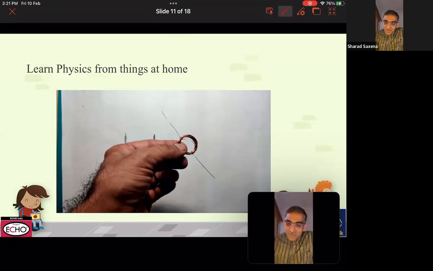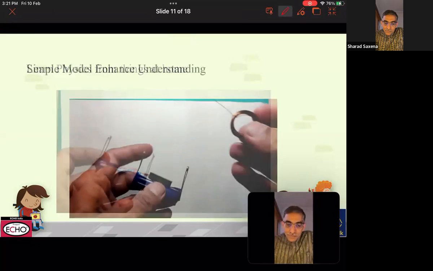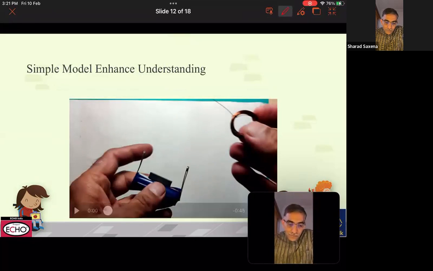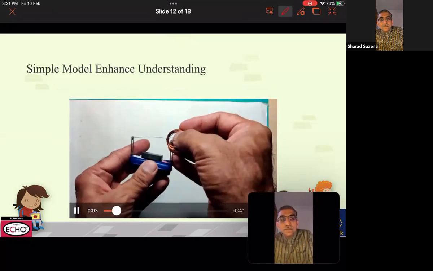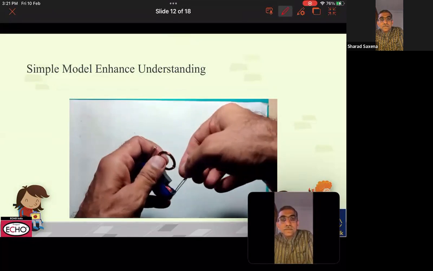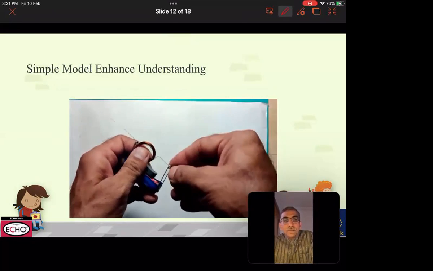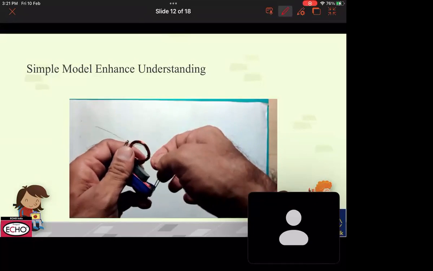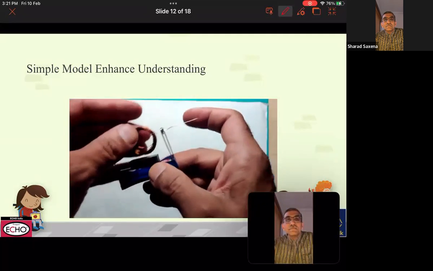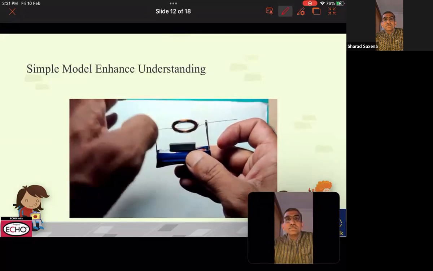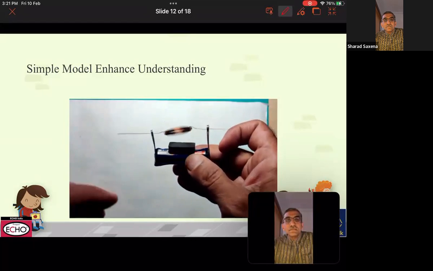Let's get on to the experiment. Any guesses what this can be? What experiment is this? Okay, let's see. Start the experiment. I put one end of the coil inside here and the other end inside here and straighten it up. Straighten it up and give a gentle push to this coil.